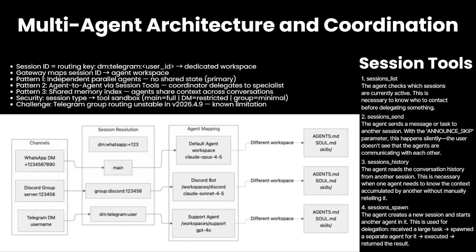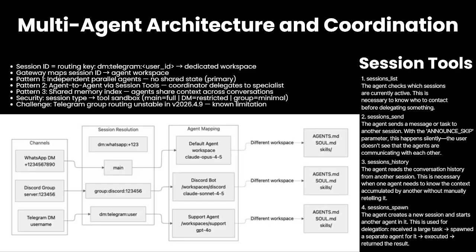Multi-agent architecture and coordination. A significant part of weeks 4 and 6 was dedicated to multi-agent coordination. The foundation is session-based routing. Every message gets a session ID based on its source, for example, DM Telegram username for a direct Telegram message. The gateway maps this ID to the corresponding agent or space.